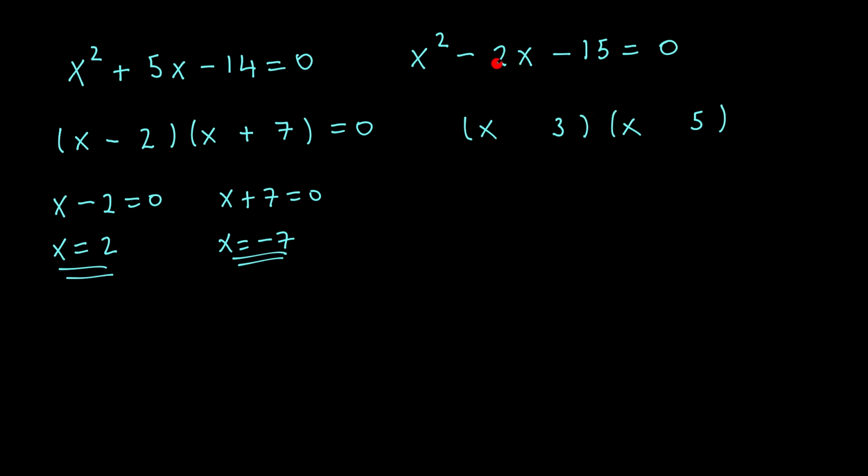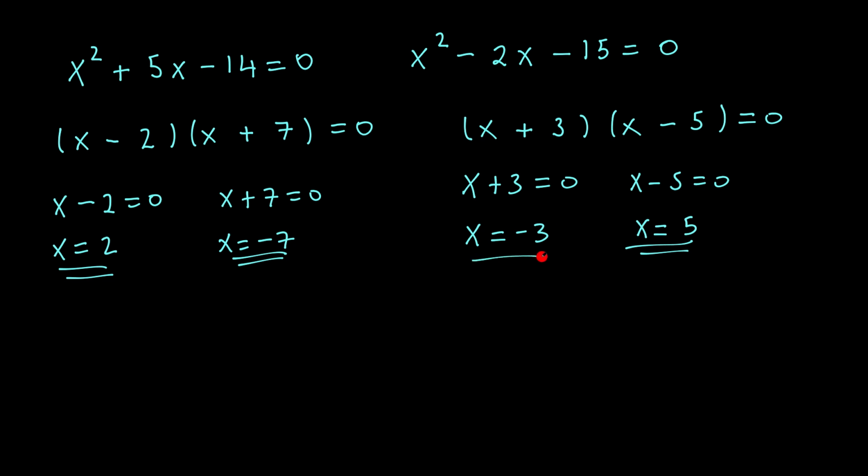So I'll just put that 0 there. Because I have a minus in front of the 2x, that means my bigger number will carry the negative sign and the other one will carry the positive sign. So x plus 3 times x minus 5 is equal to 0. So the two possibilities are x plus 3 is equal to 0, so that means x must equal minus 3. And if x minus 5 is equal to 0, that means x must equal 5. So these are my two solutions for this quadratic equation.